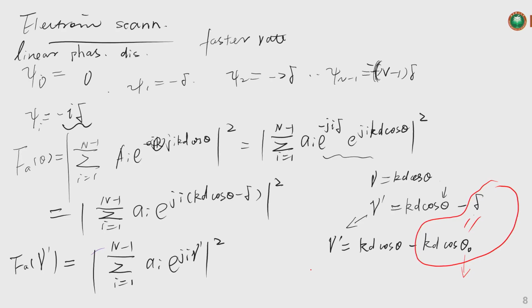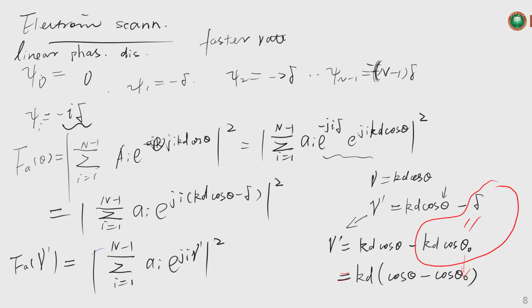So now gamma prime can then further be changed to k d times (cosine theta minus cosine theta 0), like this one. So now we have the expressions for this one, and it varies with respect to that one also.